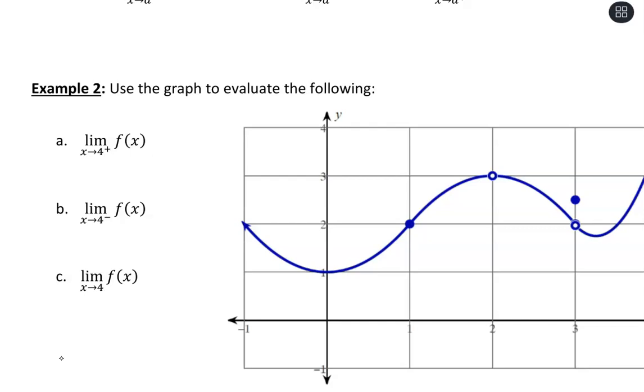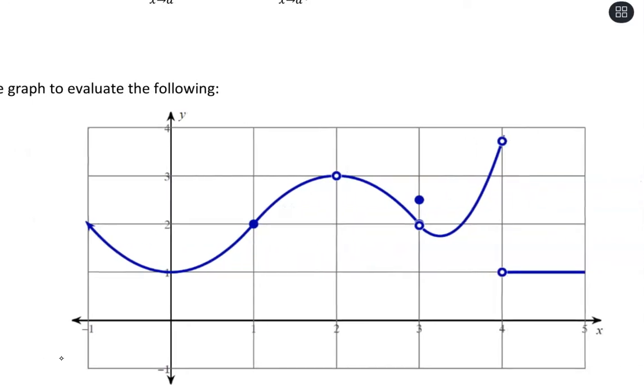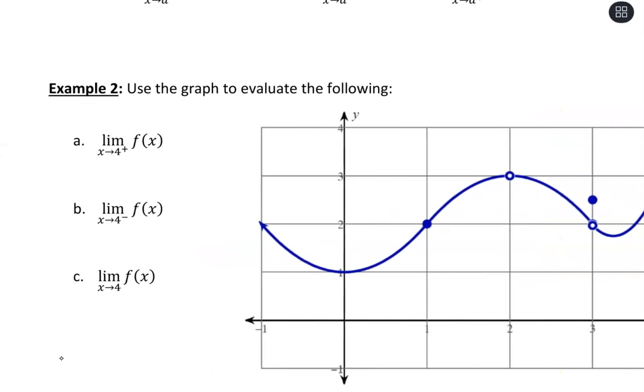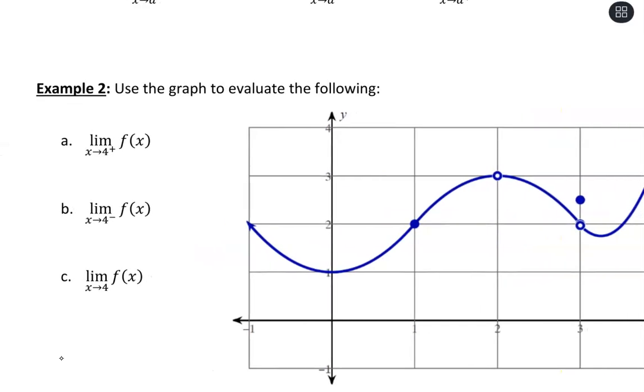Let's take a look at another scenario here. We're going to go back to the graph that we looked at in, I believe, our examples video for two-sided limits. And let's go back to that scenario that was happening at x equals 4. When we looked at this before, we only looked at the two-sided limit and we said it does not exist because they approach two different values. But what if we now broke it apart into right-sided and left-sided?